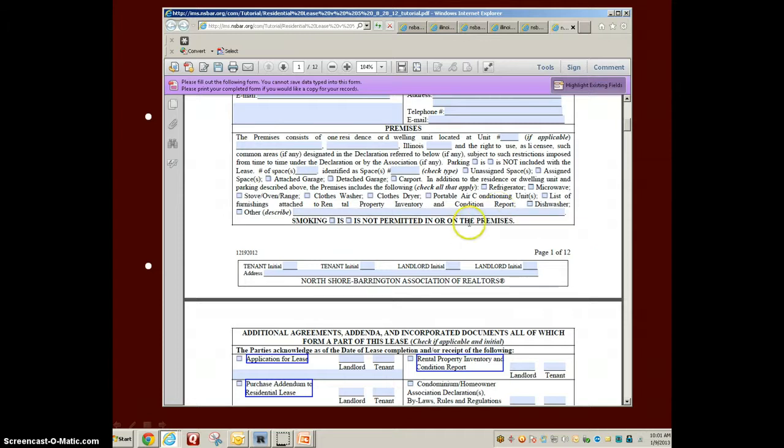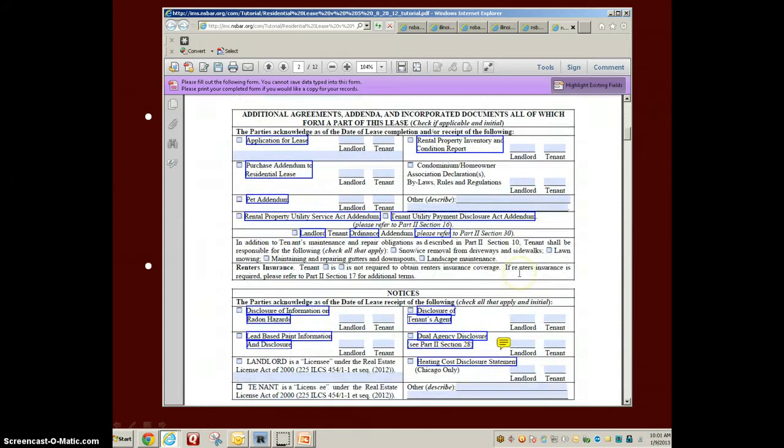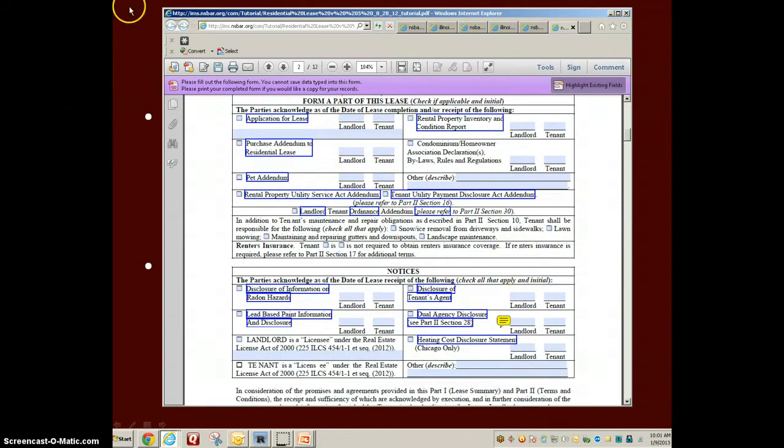Now here's something a little bit newer that we haven't done, and that's the smoking is or is not permitted. Now we've made the bottom part of the lease the same as the multi-board contract, where all of the parties initial and then it has the address so that you know with each page. Now on page 2, you're going to see a lot of boxes.